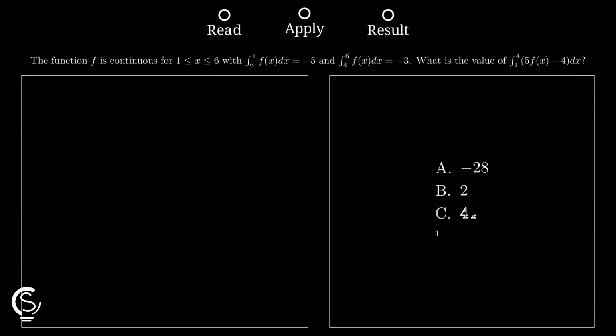First, we look at the integral from 6 to 1, which equals -5. By flipping the limits, we find the integral from 1 to 6 is actually +5. Simple enough?